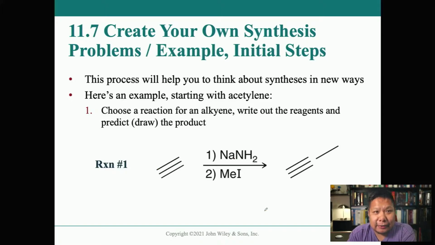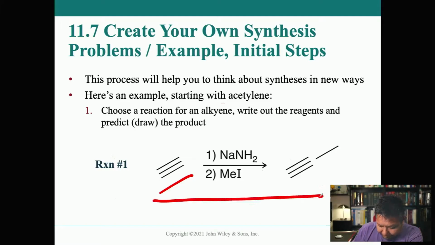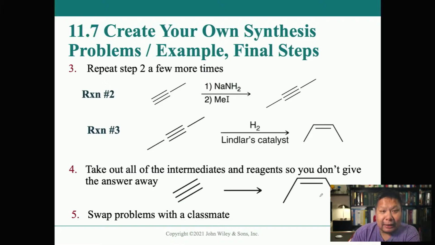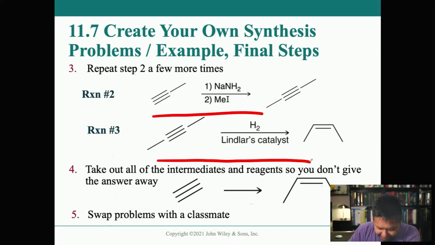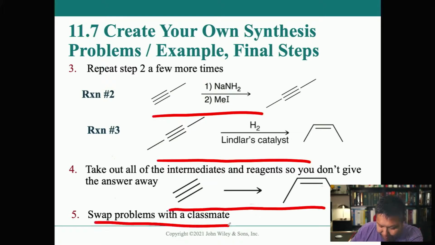So let's take a look at this one. This process will help you think about syntheses in new ways. So here's an example starting with acetylene, the alkyne right here, reaction 1. Choose a reaction for an alkene, and then write out the reagents and then draw the product. That's what we've done here. Repeat step 2 a few more times, so a couple more practice problems. And then take out all the intermediates and reagents so that you don't give away the answer, and then swap the problem with the classmate.